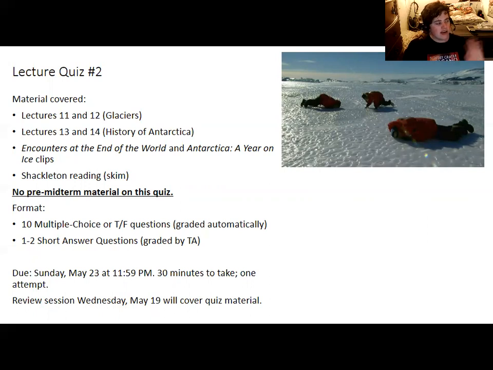With the Shackleton reading, I'm not going to ask you detailed questions. That's just kind of there, but expect questions about Shackleton to show up. Let me put it that way. And I will talk more in depth about the format of lecture quiz number 2 during the review session on Wednesday, which I will record and release for those of you who cannot necessarily attend it live. And again, I do apologize for the change in schedule.